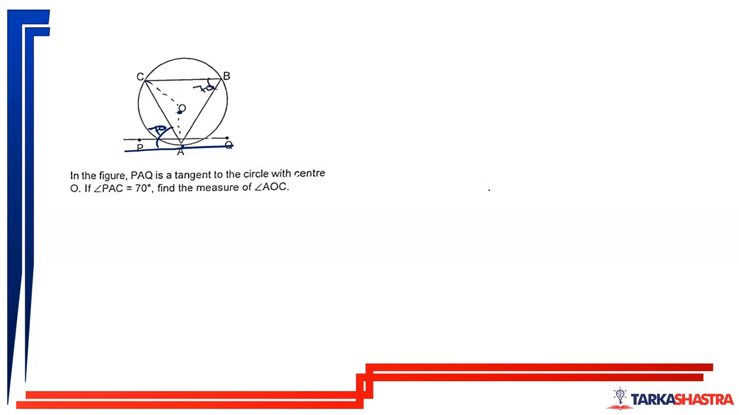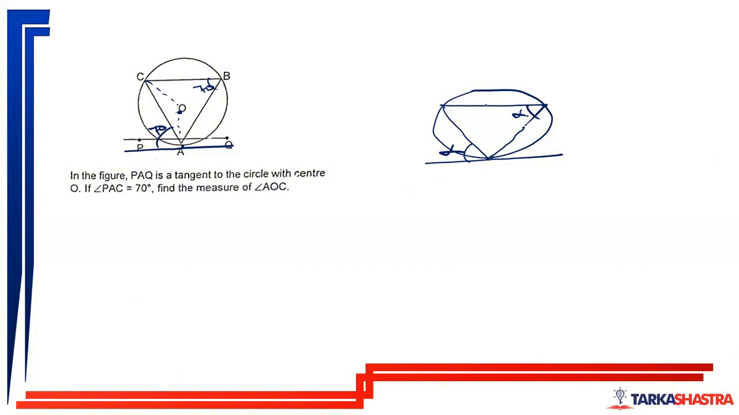This is your alternate segment theorem. According to the alternate segment theorem, the angle made by a tangent and the chord is equal to the angle made by the chord on the remaining part of the circle. So if this angle is alpha, this angle will also be alpha. There is a very easy proof for this. For this, you will have to watch the basic session.